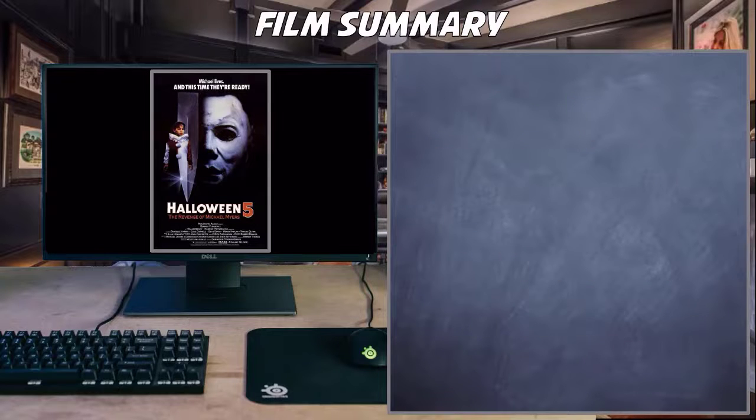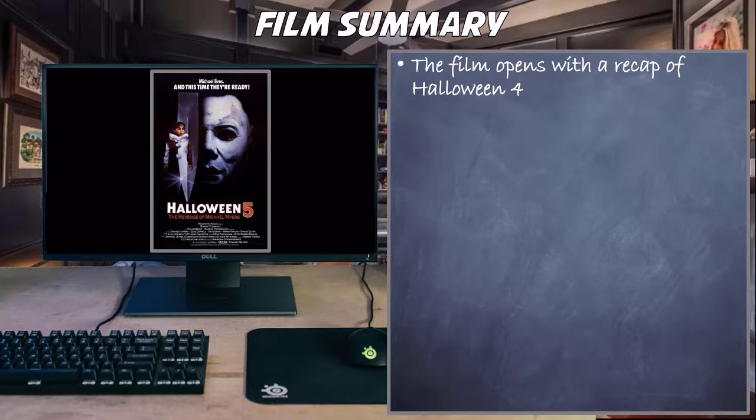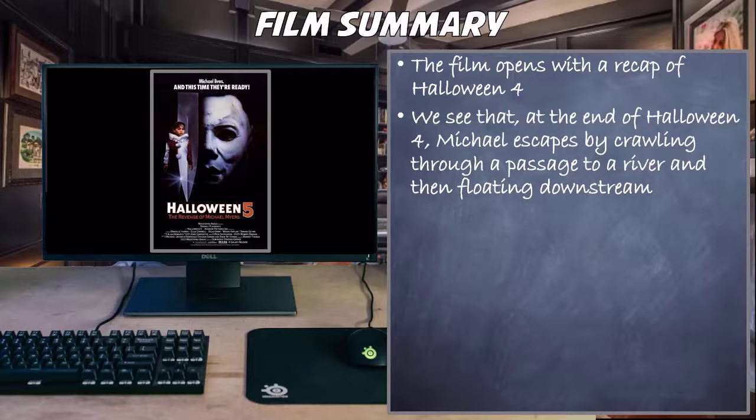So let's get into a summary of this film. First of all, you need to understand this film opens with a recap of Halloween 4. They replay a lot of the footage from Halloween 4 at the start of this film to kind of ground you in what happened leading into it. But what we see is that at the end of Halloween 4, Michael escaped by crawling through a passage to a river and then floated downstream.